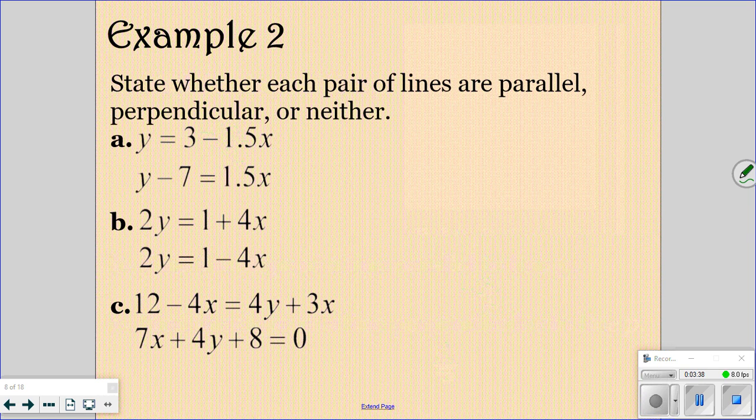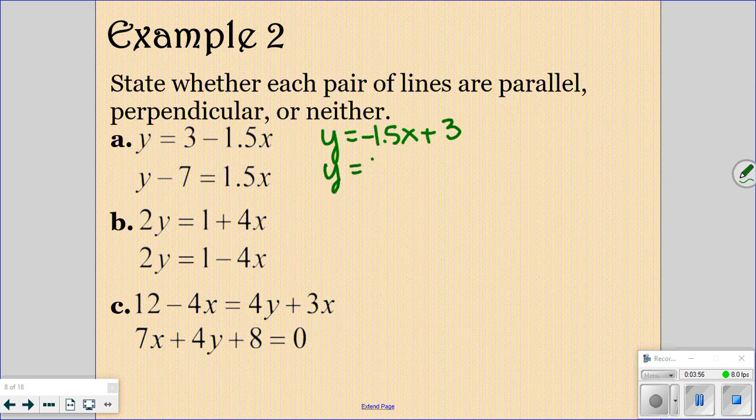So now we want to state whether the lines are parallel, perpendicular, or neither. The way you need to do that is to put them in y equals mx plus b form, slope-intercept form. So this first one is going to be y equals -1.5x plus 3. And then this bottom one is going to be y equals 1.5x plus 7. So these slopes are not identical. And -1.5 times 1.5 does not equal -1. So that means that they are not perpendicular either. So these are neither.